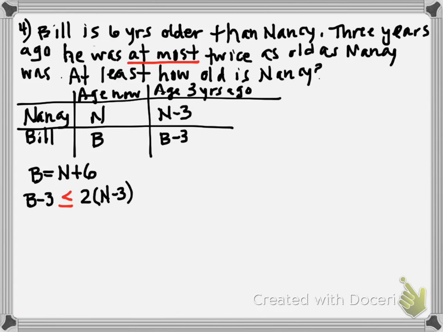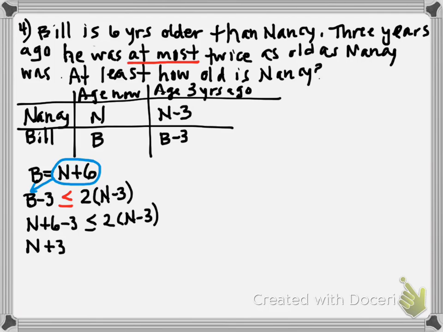So to solve this, we're going to go ahead and take what Bill is now and substitute it into the other equation. So our equation is N plus 6 minus 3 is less than or equal to 2 times the quantity N minus 3. Now this makes sense because we want to solve for Nancy. So on the left, 6 take away 3 is 3. Distributing on the right, 2n minus 6.